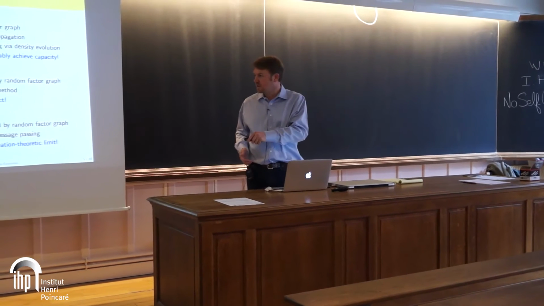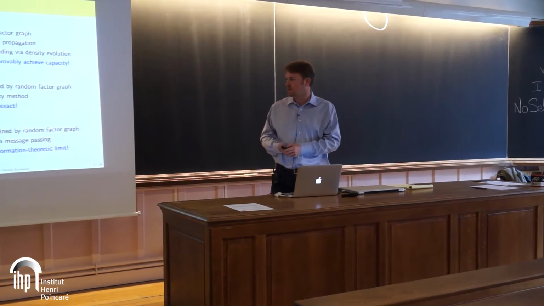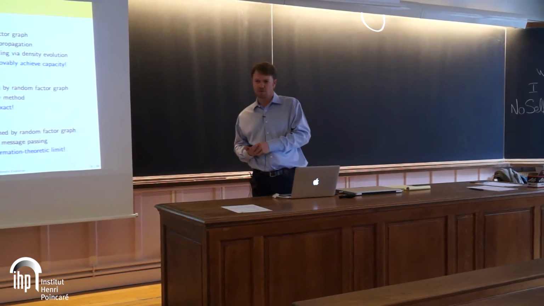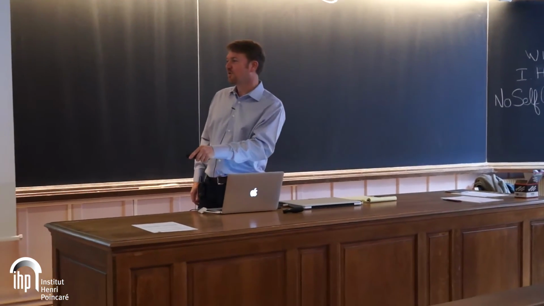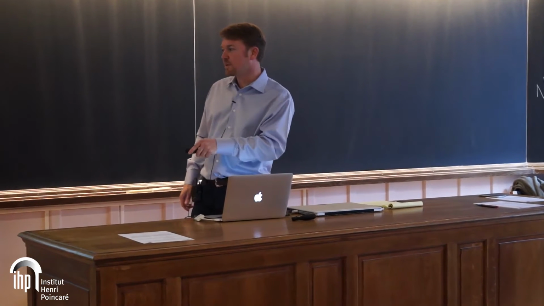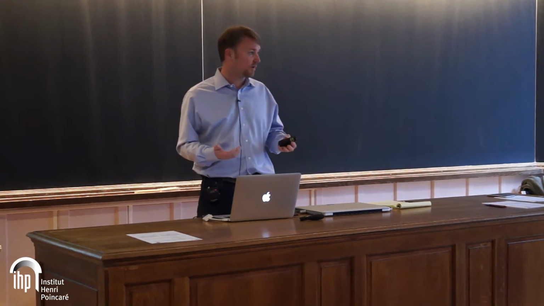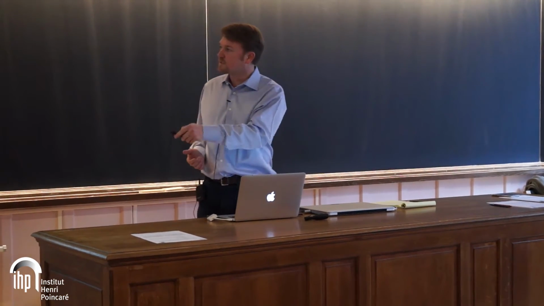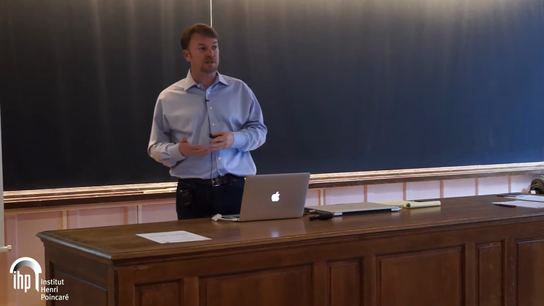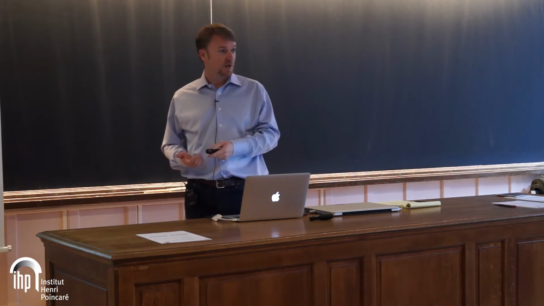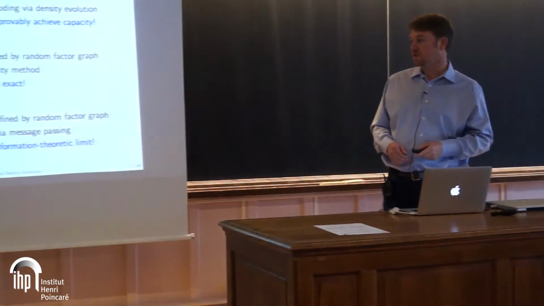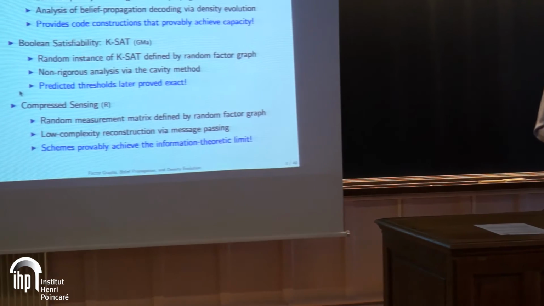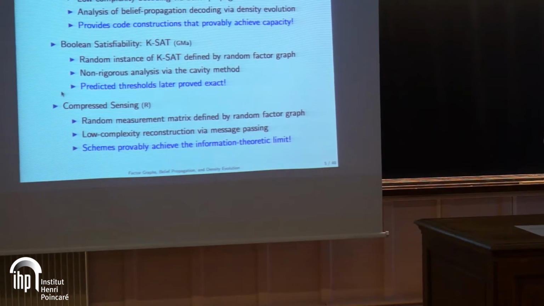Finally, compressed sensing. Galen Reeves is going to talk about that tomorrow? Today? Perfect. All right. So in that case, we're going to have a random measurement matrix defined again by a random factor graph. In these previous cases, the factor graphs I was always going to consider would always be sparse. That's going to give you nice properties. In compressed sensing, people were often assuming this factor graph is dense. And so once again, you're going to have low complexity reconstruction via message passing.